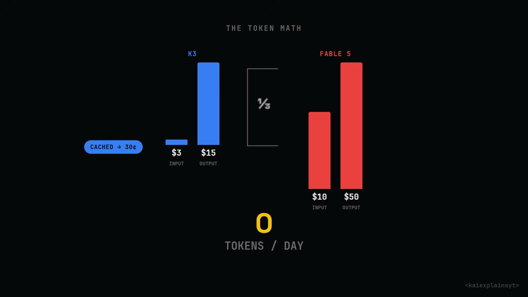Put it in real terms. A heavy day of agentic coding can burn 20 million tokens on Fable 5's output rate, a bill that makes you flinch. On K3, with caching on the input, the same work is closer to lunch money.